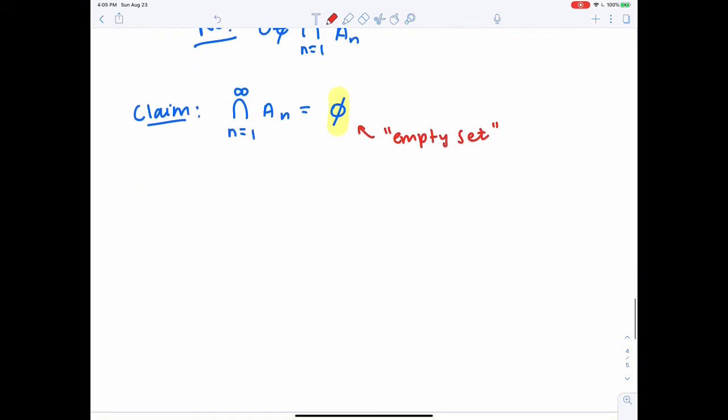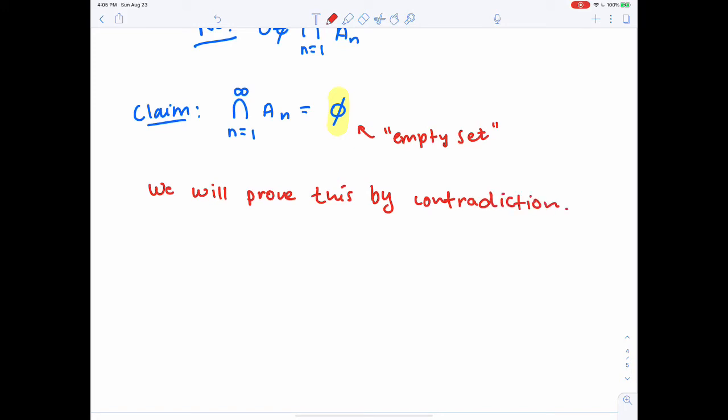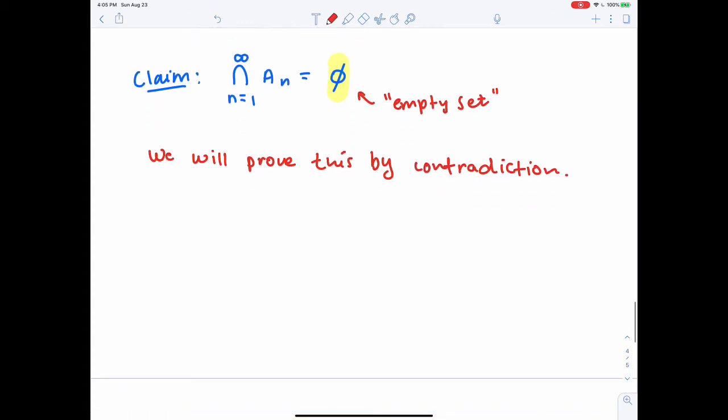So we will prove this by contradiction. And what that means is I'm going to assume there is an element in the intersection. I'm going to follow that element along, see what has to be true about that element, and then show that that's not possible. So I'm going to assume that there exists some x that's a real number, such that x is in the intersection of these sets.